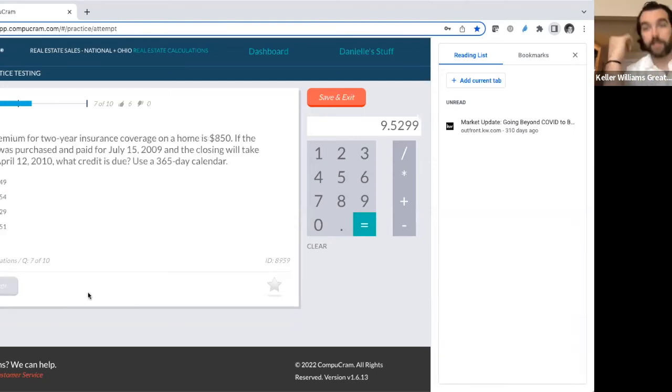All right, now this is a variant of the tax problem. I'm going to see what you guys can do with this. I'm going to put 3 minutes on the clock. The premium for a 2-year insurance coverage on a home is $850 if the policy was purchased on July 15th of 2009. Closing will take place on April 12th of 2010. What credit is due? Use a 365-day calendar.